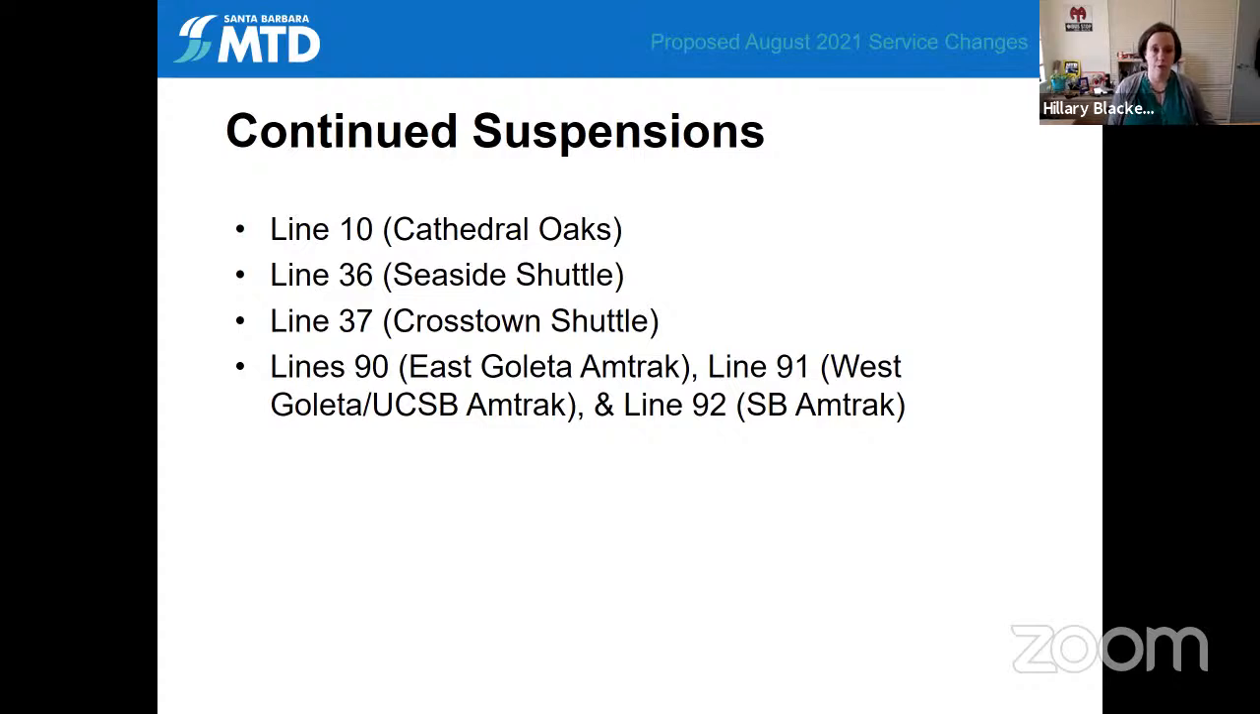And then, as I mentioned before, lines 90, 91, and 92 are the Amtrak first last mile for the peak trains. The peak trains, we've been told, won't be back until at least the beginning of 2022. So those will be on ice until both the AM and PM peak trains come back. So we'll wait and see on that one. So we're seeing continued suspension for now.